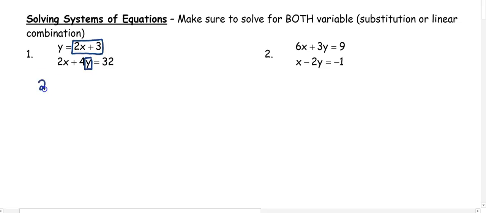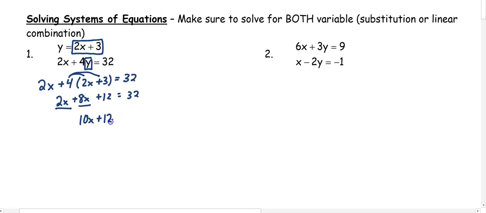When I rewrite the equation, I have 2x plus 4 times the quantity 2x plus 3 equals 32. Now I notice I only have one variable in my equation, so I'm going to solve for x. To solve for x, we distribute to get rid of the parentheses: 2x plus 8x plus 12 equals 32. Notice that we have two x terms, so those can combine together. 2 plus 8 is 10x plus 12 equals 32.